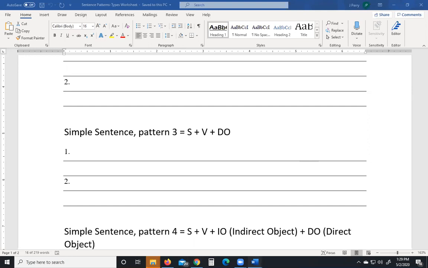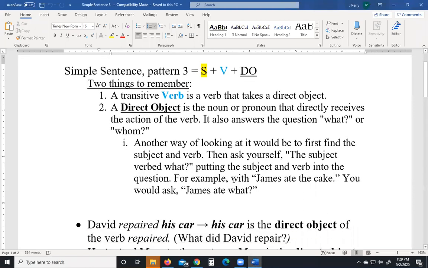Okay, so as it says on page 315, and this is some things to remember with simple sentence pattern number 3, a transitive verb is a verb that takes a direct object. And that direct object is a noun or a pronoun, or as the book phrases it, a word or word group that either directly receives the action of the verb or is naming the receiver of the action. So the example they gave in the book was the hungry cat clawed the bag of dry food.